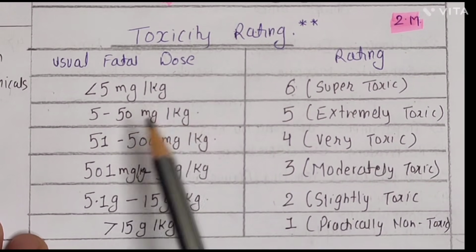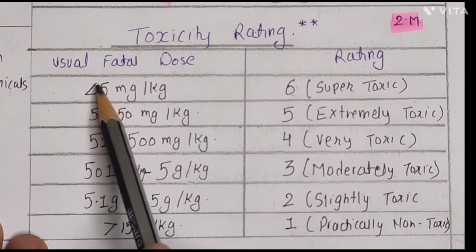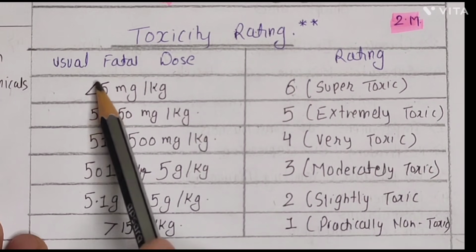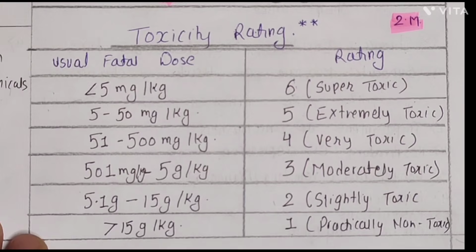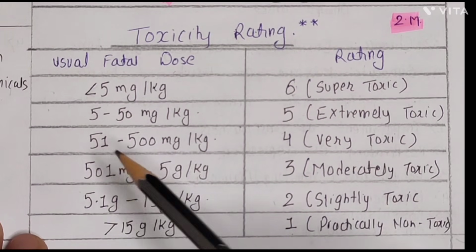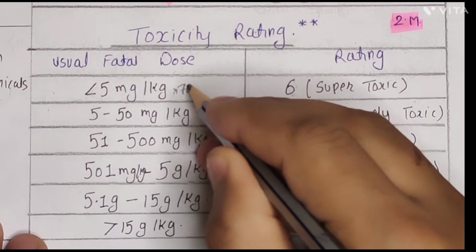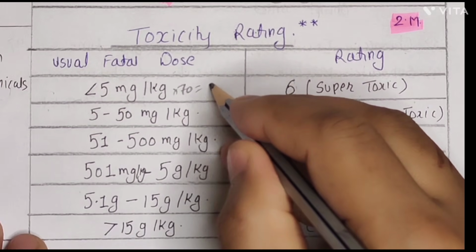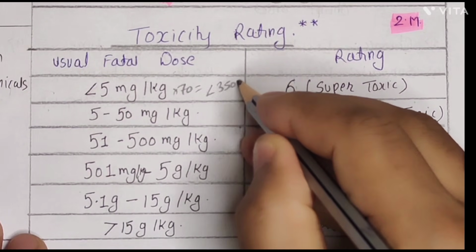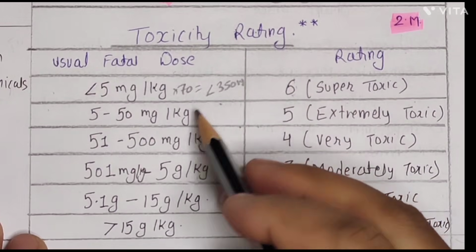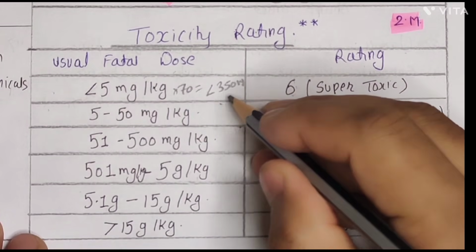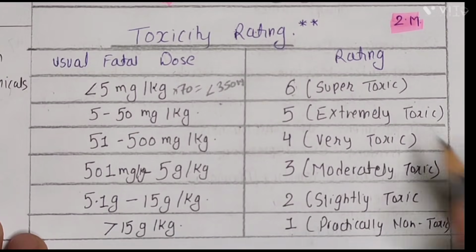If any compound is taken into our body at a dose of less than 5 mg per kg. Let's assume an example. I am now 70 kg, right? If I take any compound that is less than 350 mg, still it is fatal to me, then these types of compounds are super toxic compounds.